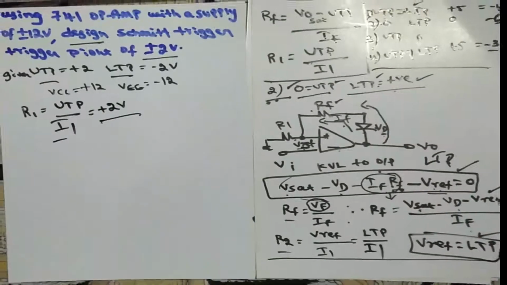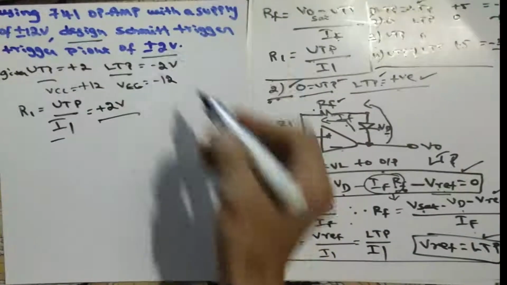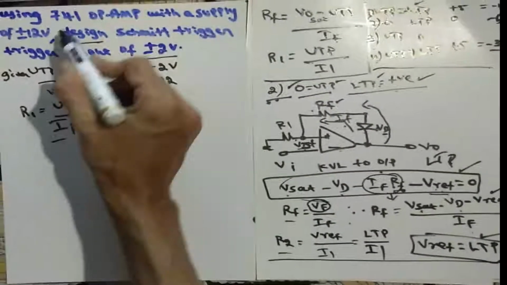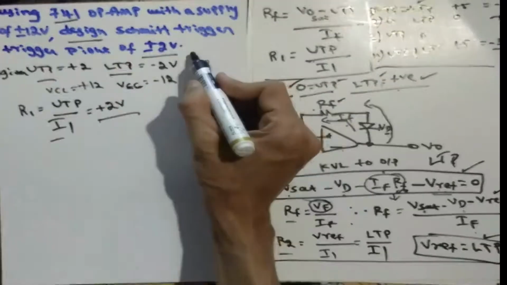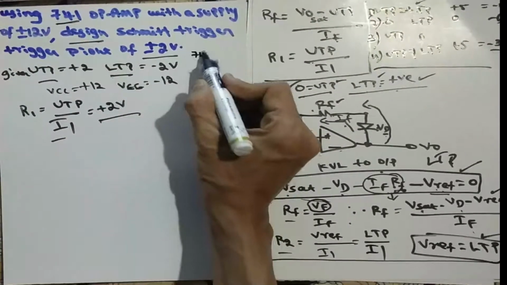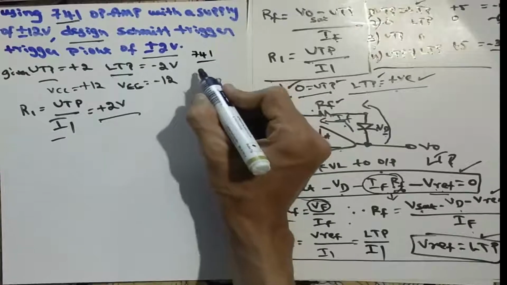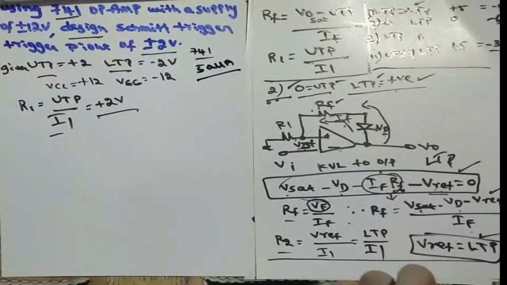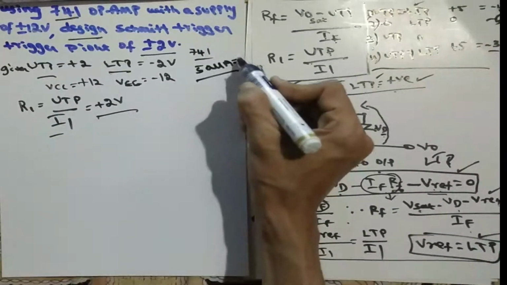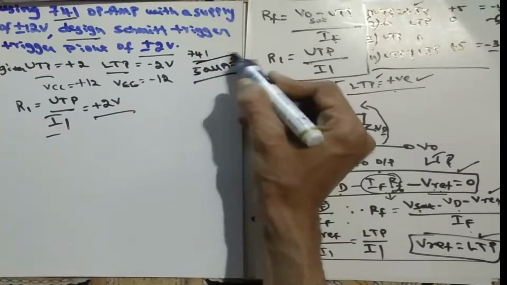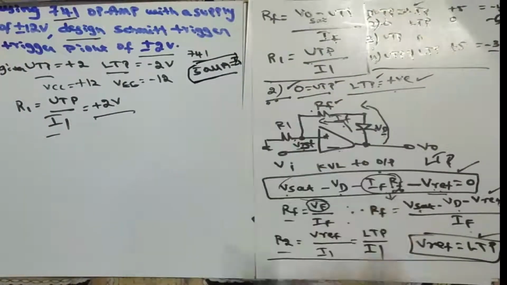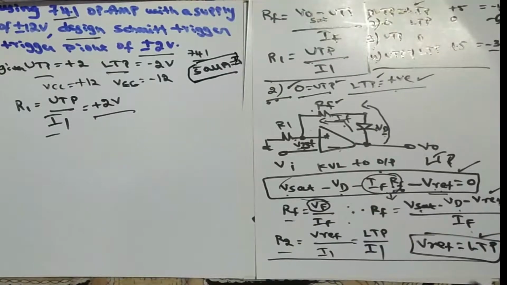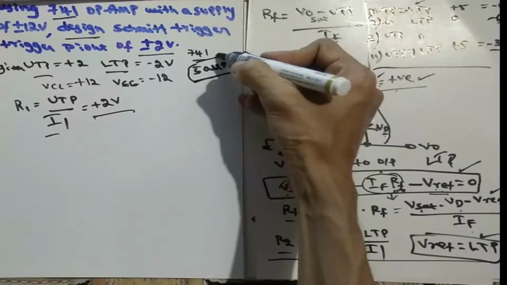I1 usually, in any problem, they won't give. You have to take I1 according to which type of op amp. Usually for a 741 op amp, your I1 is almost equal to 50 microamps. This is the rating of the input current for the 741 op amp. So you have to consider this always in the case of 741 op amp. If it is another, like the LM series, the current may change.